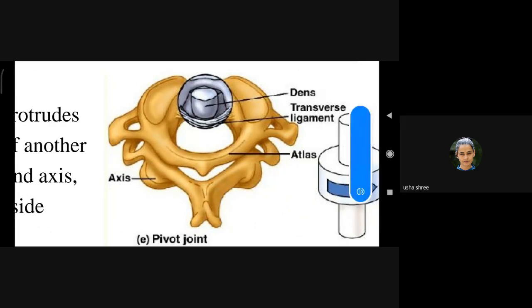Okay, is it clear now? Ma'am, can you repeat that? No, it's not clear. Yeah, the ring was C1. Here you can see atlas is C1.